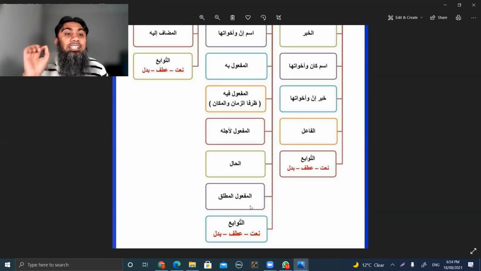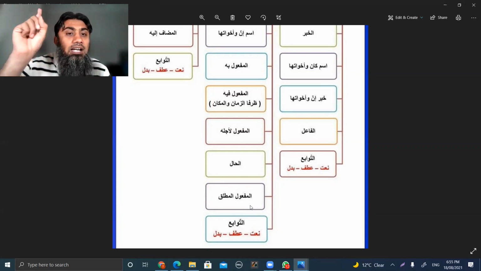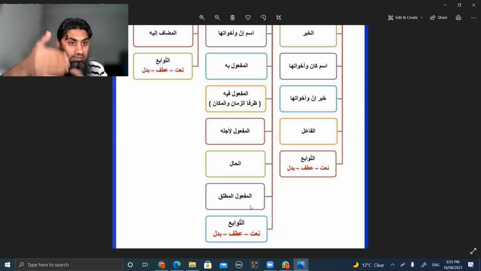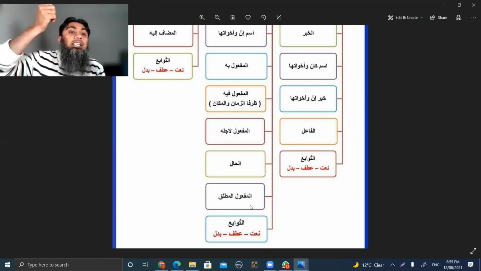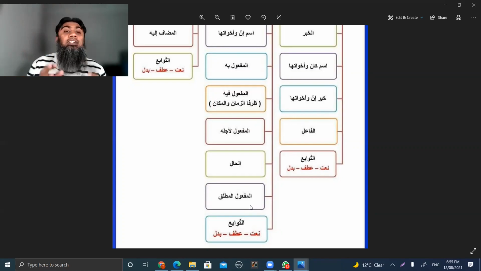For example, kallamallahu Musa takliman. Allah spoke to Musa takliman. Now this takliman is an extra thing. It is only putting emphasis. This takliman, you can see, is in nasab status. But this maf'ul is not giving information of anything. It is just to make the sentence emphatic.